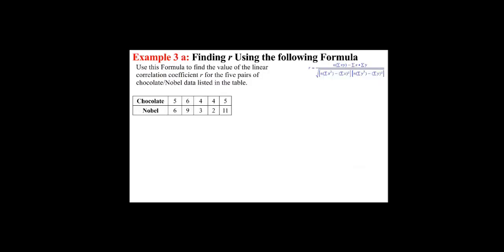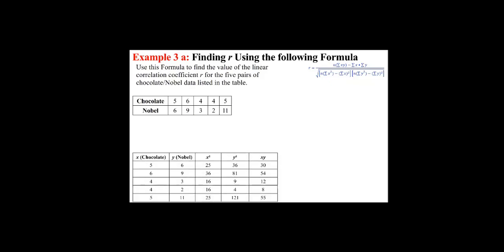Now let me show you how it's done by hand, using the formula. I want to show you that it's really not that bad when you have just a few pieces of data to calculate. According to the formula, we need to calculate summation of x, summation of y, summation of x squared, summation of y squared, and summation of xy. So let's come up with this table.